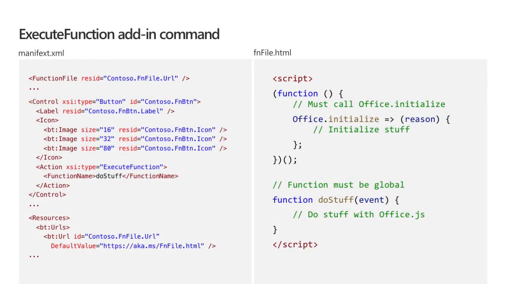Now I wanted to show an example using the execute function add-in command. And this type of command has 3 parts. You need a function file, which is an HTML page with a script block, and that script block must call Office.initialize, and it should globally expose any functions that you want to call from a command button. You need to define that function file in the add-in manifest. You need a button with an action of type execute function with a function name pointing to the global function that you want to invoke.